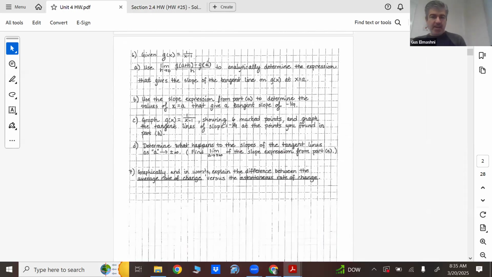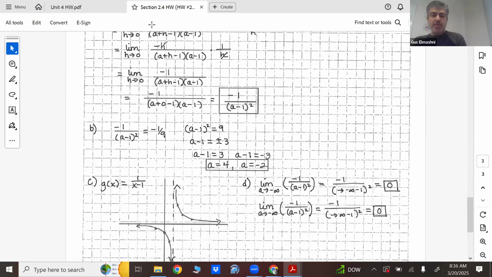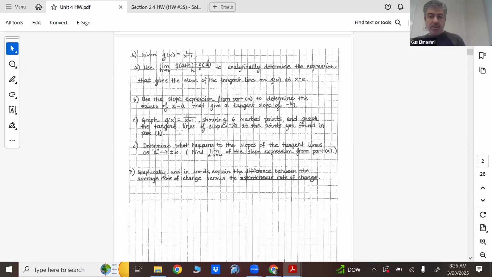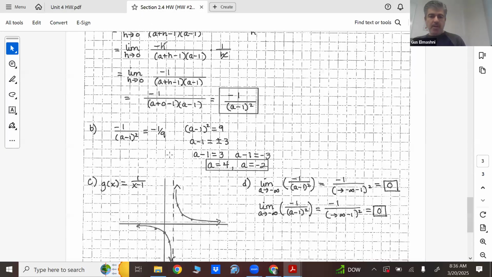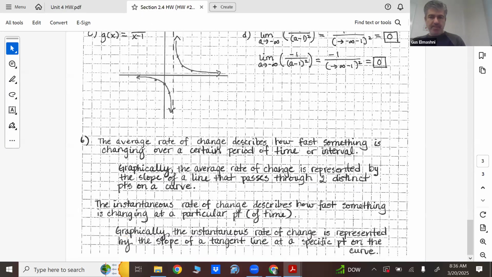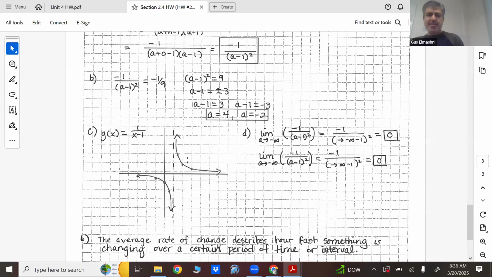For 6, a bunch of things to do. Use that to find an expression for that derivative or that slope of the curve. Then find the slope, use the slope expression to determine the values of x that give it. You want to solve with -1/9. So once you set it equal to -1/9 and solve it, you get 2 different answers. And then for C, it says do the graph and mark the tangent lines. And then what happens if a is approaching plus or minus infinity? Well, obviously it's going towards 0, right? So we know that. That's not hard. So we're okay with that too?